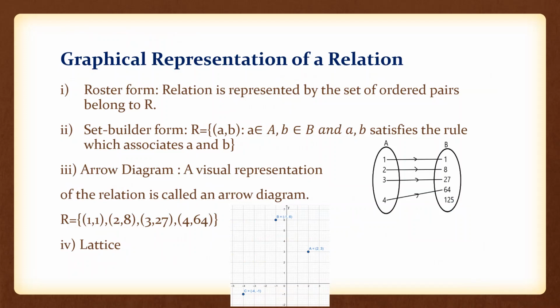Graphical representation of relation. How to define a relation? We have roster form. Roster form is a relation when the relation is represented by ordered pairs. We have studied in chapter 1 also that ordered pair, if we are writing something in pairs, that means ordered pairs, then we can define a relation.